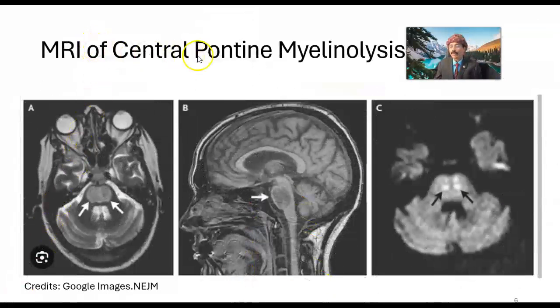This is the MRI of central pontine myelinolysis. This is the pons and here is the myelinolysis, and it is bilateral. And here the pons is affected.